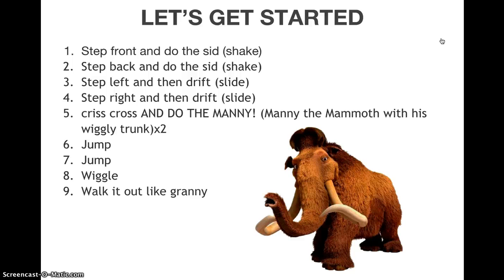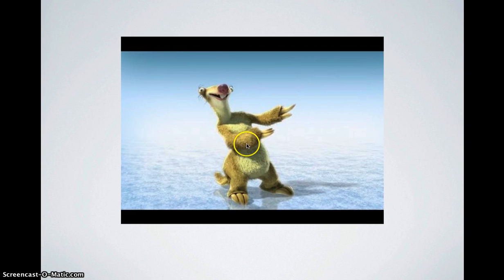Now, the first step starts with step to the front and you shake. You step to the back and you shake. Step out with your left foot, bring it in, and then slide. Step out with your right foot, bring it in, and then slide. You crisscross your feet and do the Manny, because Manny the Mammoth, he's got this big wiggly trunk, but you do that twice. Crisscross and do the Manny. You jump, jump, wiggle, and you walk it out like Granny. I know that might not make a lot of sense right now, but let's give it a go. Here we go.